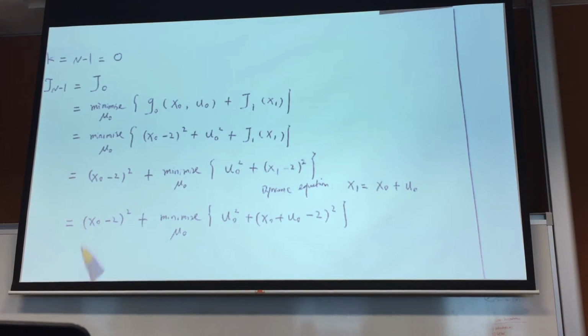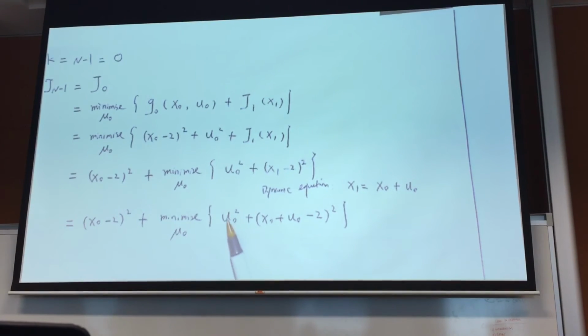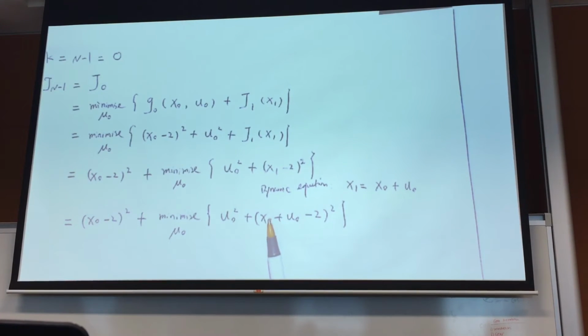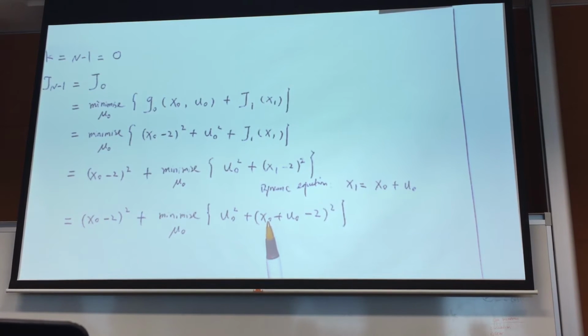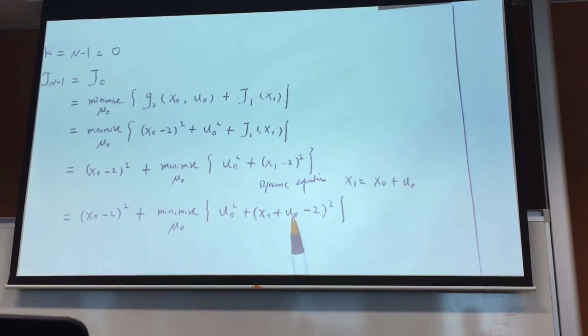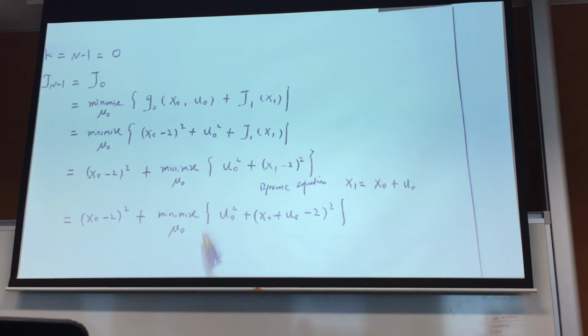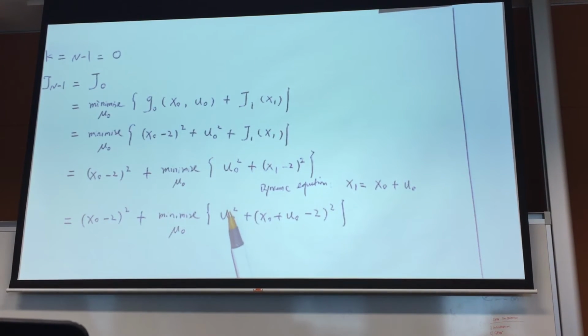So now we change the problem. We change the problem into the optimization for one step. For this optimization problem, u0 is the control input, and x0 is the initial state. Typically the initial state will be given. So the problem is we try to minimize this function in terms of u0.